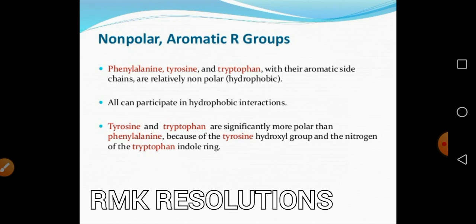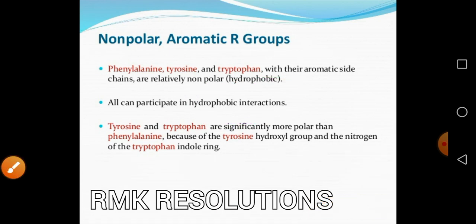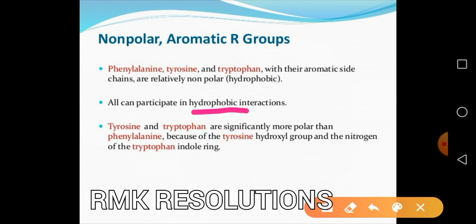See my dear friends, these particular amino acids are part of proteins, and protein stability is very important. To make a protein stable, this hydrophobic interaction is very important. So phenylalanine, tyrosine, and tryptophan play an important role in giving stability to the protein, that is, they participate in hydrophobic interactions, which are the weak interactions which give stability to the protein.